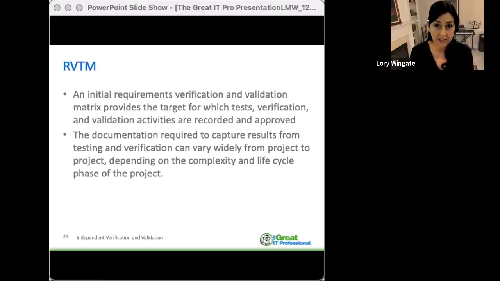Now, in an R&D where you've got a lot of ambiguity, you may not even really know your ranges. You're just setting them, and that can move many times over the course of the project. So what you want with your RVTM for your project is to understand how you're going to test, verify, and validate those parameters.